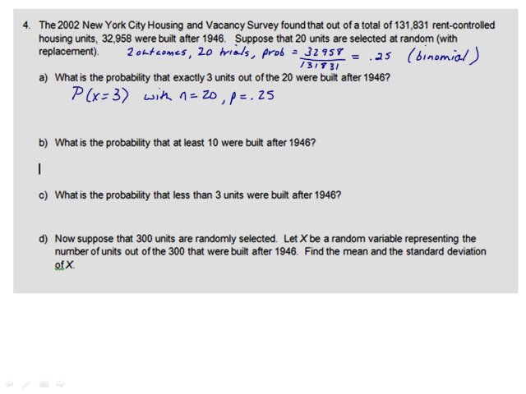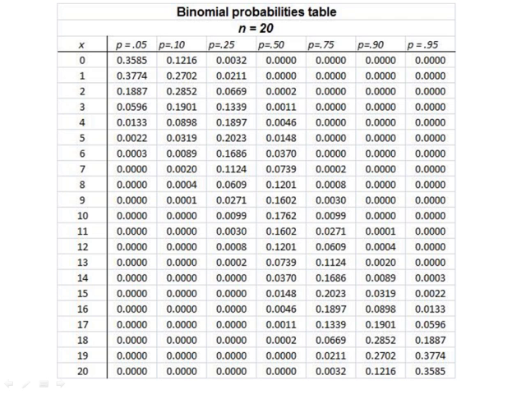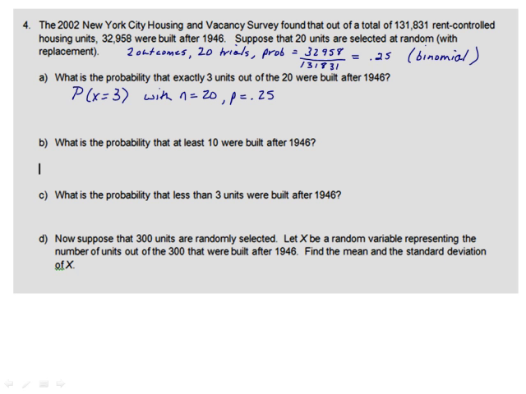So I put a binomial probabilities table in here, just like you'll have on your test. So we look in the p equals 0.25 column and look at where x is equal to 3, and we just pick out that value. So our value is going to be 0.1339.